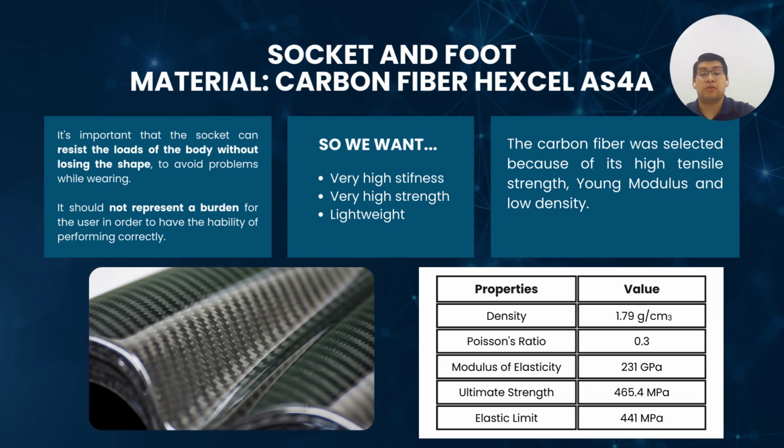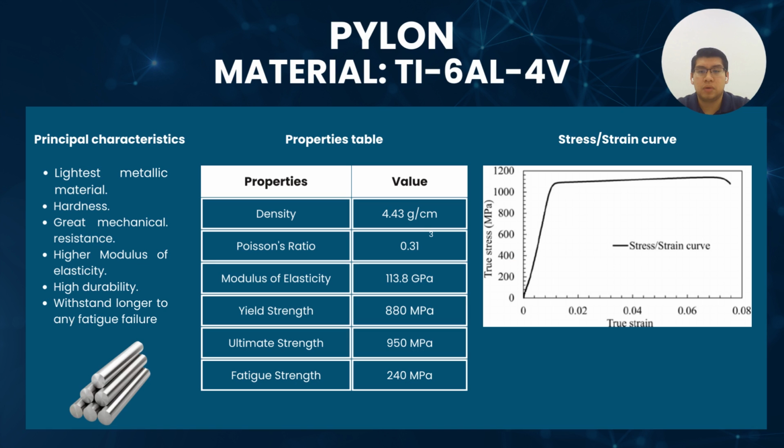The selected material for the socket and foot of our prosthesis is carbon fiber XL AS4A. The reason why we selected this was because we were looking for a very high stiffness, strength, and lightweight material to guarantee the socket and the foot resist loads of the body without losing shape. The three main characteristics mentioned can be justified by the properties shown in the table below, having a high modulus of elasticity, a significant elastic limit, and a low density.